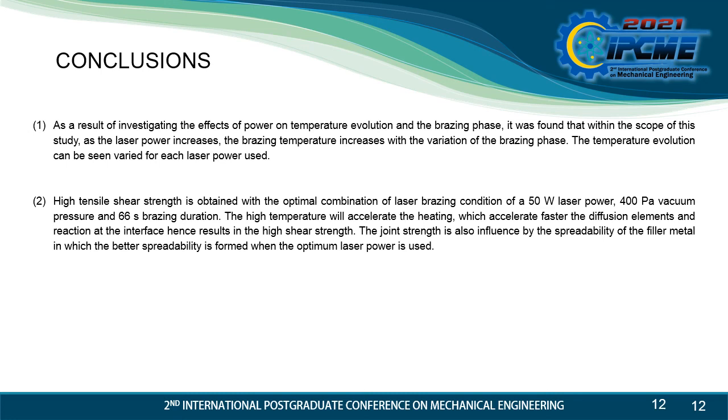Second, high tensile shear strength is obtained with the optimal combination of laser brazing conditions of 50 watt of laser power, 400 Pascal vacuum pressure, and 66-second brazing duration. The high temperature will accelerate the heating, which accelerates the diffusion of elements and reaction at the interface, hence resulting in high shear strength. The joint strength is also influenced by the filler spreadability, where better spreadability is found when the optimum laser power is used.